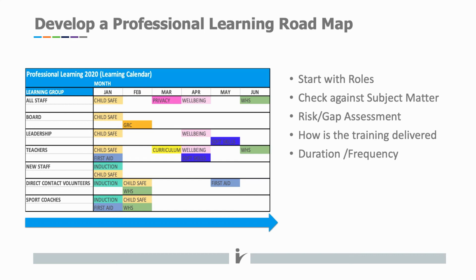Look at how the training is delivered. We know that blended learning is the best way to do it. And also, what's the duration and frequency of the learning? How long are these learning items taking? Are they micro-learning bites, or are they much longer? Do they need to happen annually, or are they six-monthly, every three years, etc.?